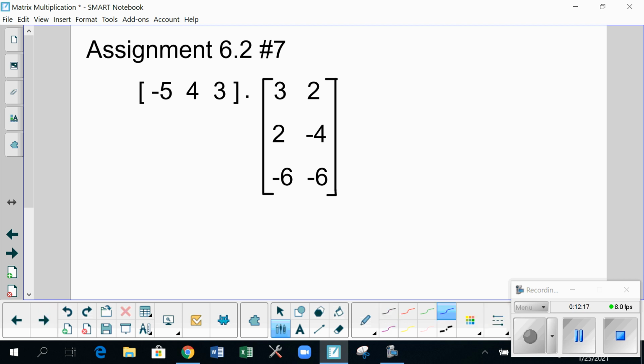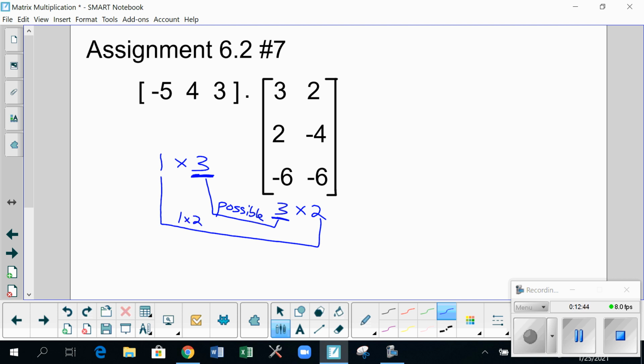It's actually called a 1 by 3. My first matrix has 1 row and 3 columns. My second matrix is a 3 by 2. And as I look at these inner dimensions, I see that it is possible. You may look at these and think, there's no way I can multiply these together, but actually you can. It's totally possible. And not only that, but the solution is going to be a 1 by 2. We're going to have a 1 by 2 solution.